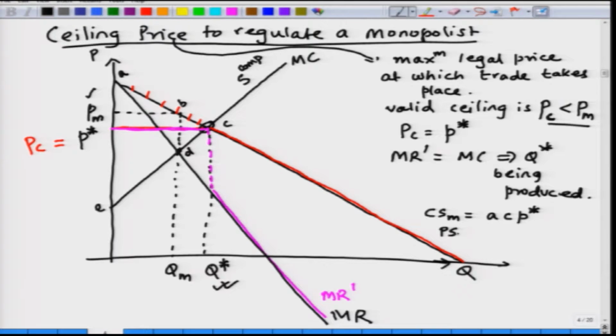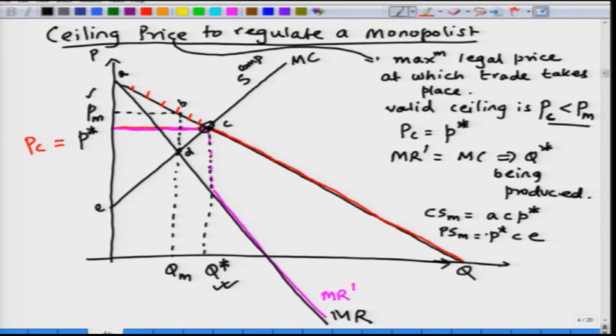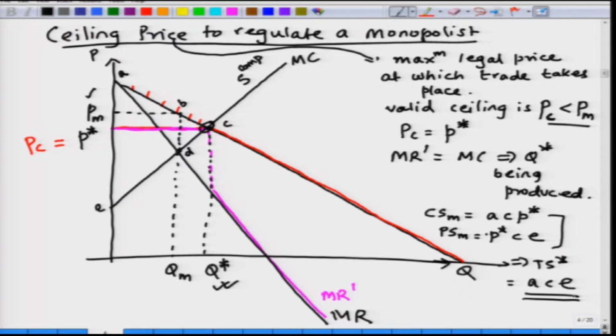And the producer surplus now with the regulation: the producer, which is the monopolist, is getting a price P star. The monopolist cannot charge a price more than P star. The monopolist sells Q star units. So, the producer surplus is P star, C and E, which is exactly the producer surplus that we were generating when the market was perfectly competitive, which tells us that the total surplus is equal to the area A, C and E, which is exactly equal to what we had under the perfectly competitive condition. So, by introducing a ceiling price which is exactly equal to the competitive price, we are able to eliminate the entire deadweight loss.